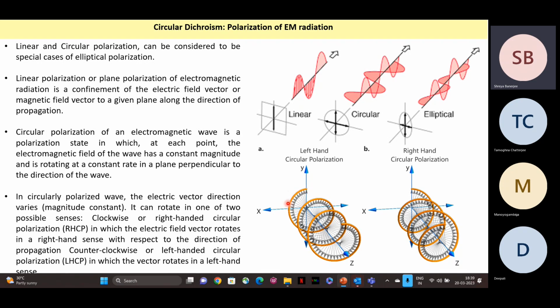If you look at this polarization starting from this point, then this is anti-clockwise. Anti-clockwise is also called left-handed circular polarization, or LHCP, in which the rotation is in an anti-clockwise direction. Or if you look at this one, then this is right-hand circular polarization, because if you start from this point and you rotate, it moves in a clockwise direction. So clockwise direction is also known as right-handed circular polarization. So circular polarization can be of two types, left-handed and right-handed.